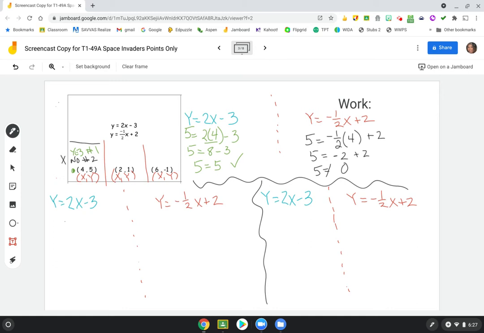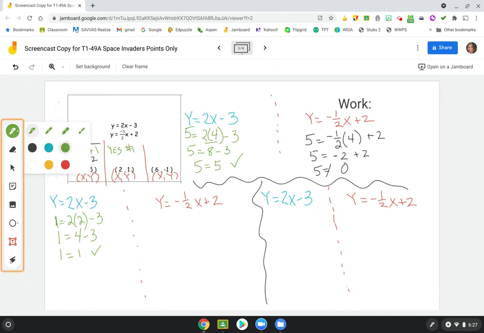Nope. All right, so let's check the second point. The second point was 2, 1. If I plug in 2, 1, I have y of 1 equals 2 times x of 2 minus 3. 2 times 2 is 4, so I have 4 minus 3 on the right, and 4 minus 3 is 1. So 1 equals 1, so yes, the point 2, 1 is on the first line.